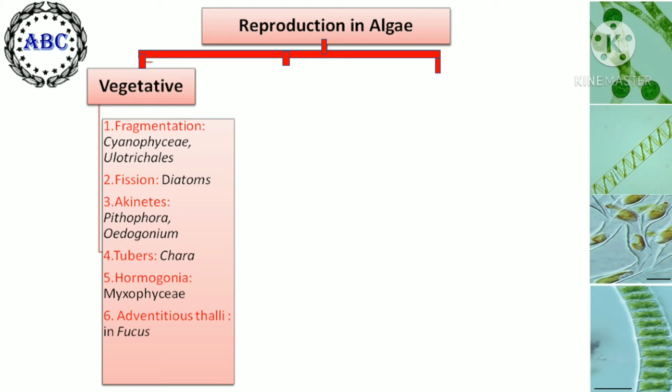Adventitious branches or adventitious thalli. Adventitious branches like protonema develop on rhizoids of algae like Chara. On detachment, they form a new thallus. Similar adventitious structures are formed on thalli of Dictyota and Fucus.